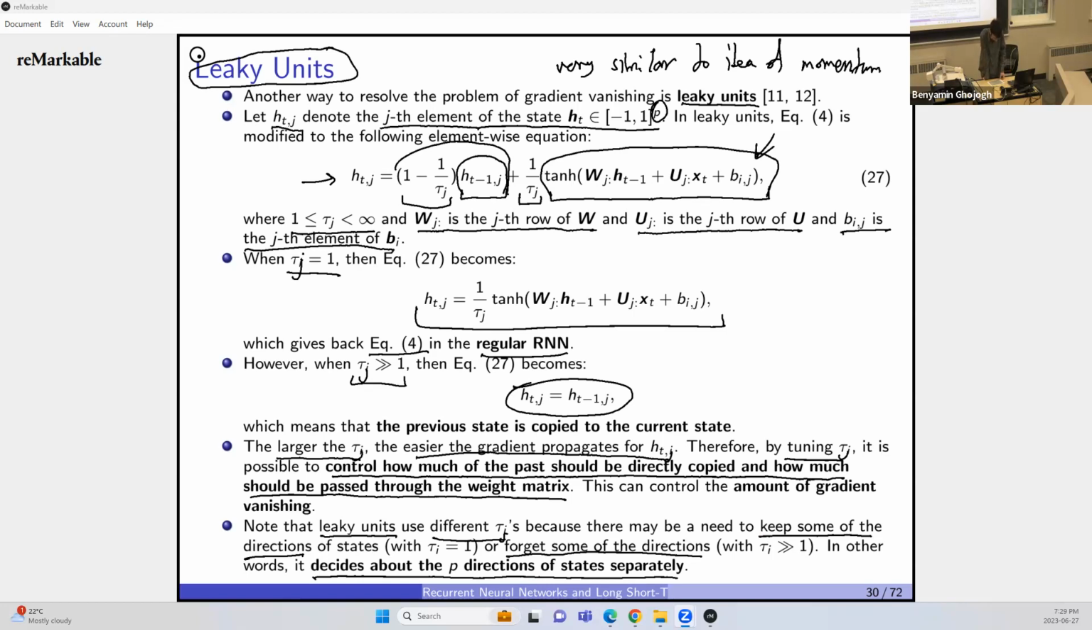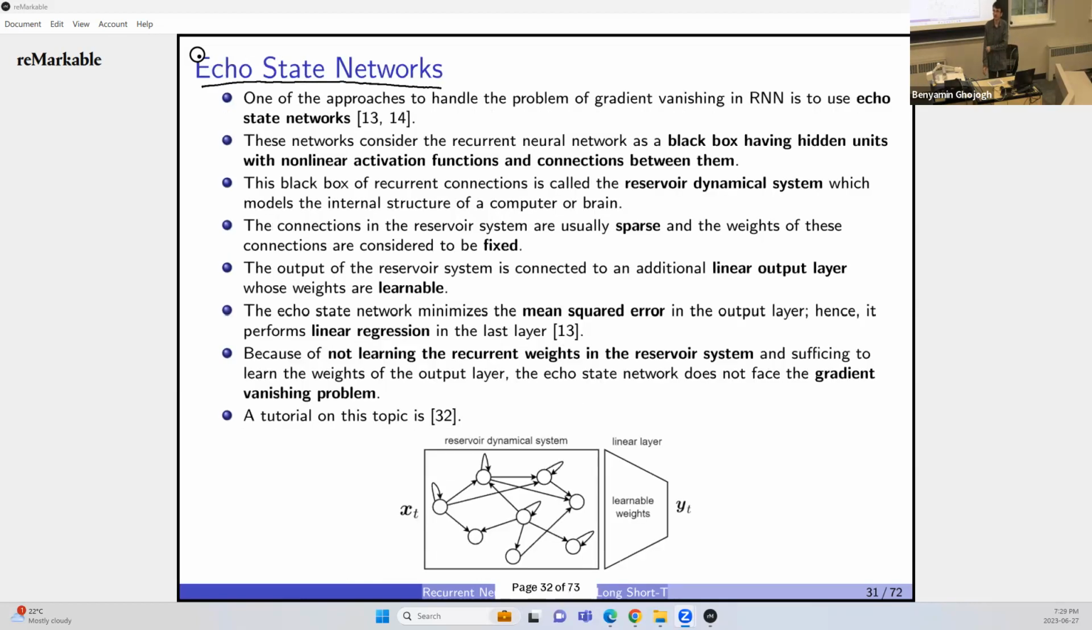And as you see, why do we call them leaky units? Because we have a leak of the previous state, as done in equation 27. A leak of information from the previous state, right? Another technique is echo state networks. Echo state networks are families of networks which came about over the years. One of the approaches to handle the problem of gradient vanishing in RNN is to use echo state networks.